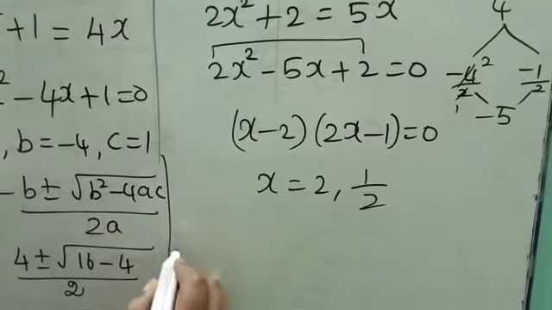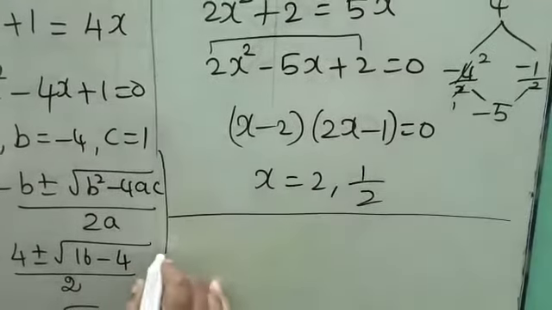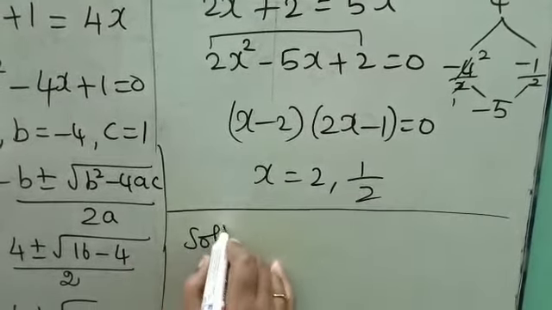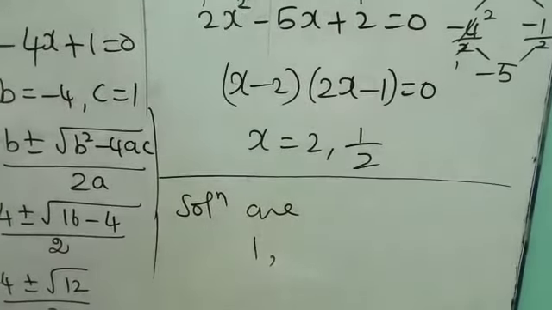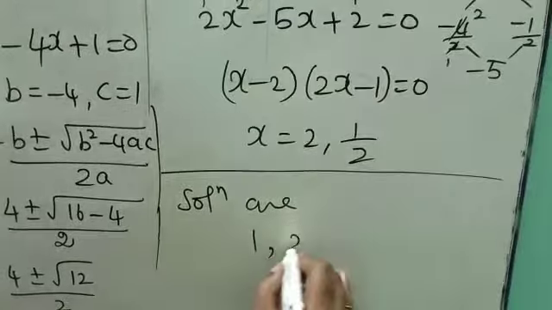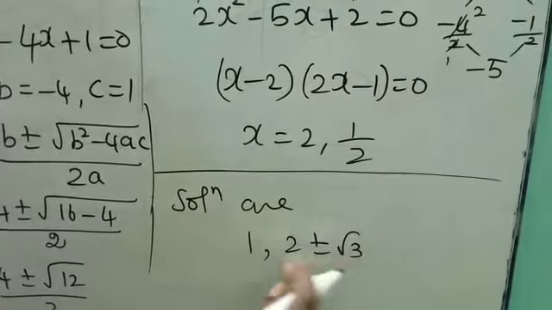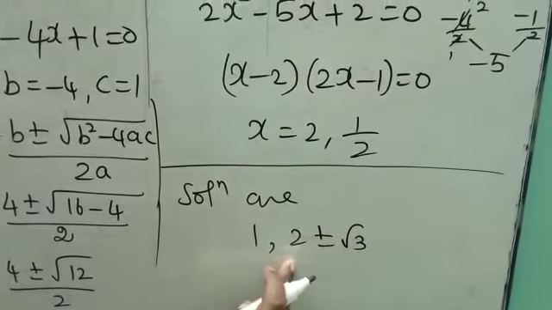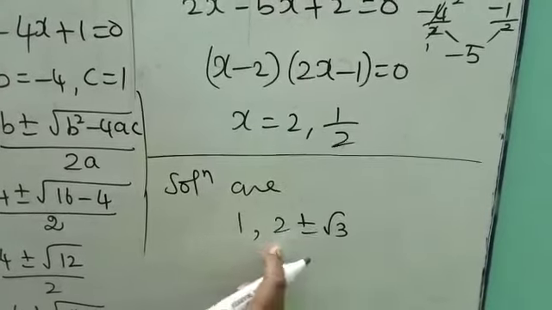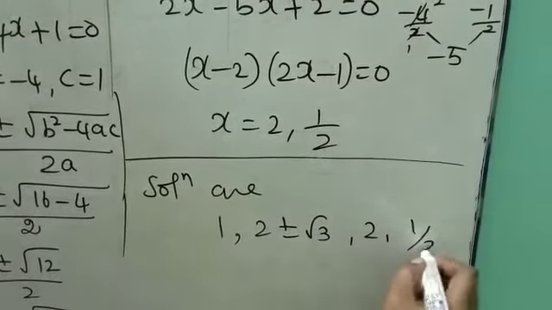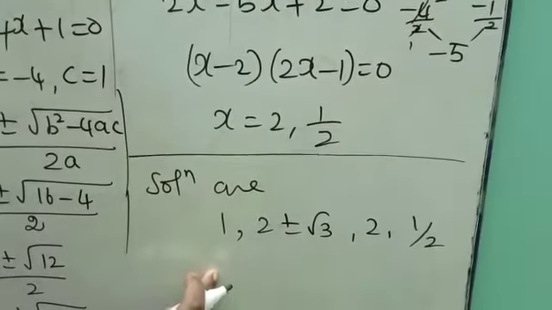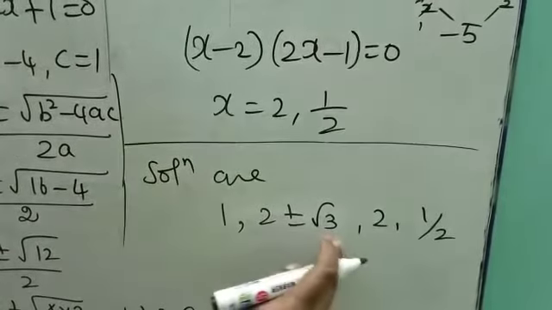Therefore, the given equation is a fifth degree equation. The solutions are: first we found x equal to 1 is a root, that is 1 root. Another is 2 plus or minus root 3. One is 2 plus root 3, another one is 2 minus root 3. Next values are 2 and 1 by 2. It's a fifth degree equation, therefore we are getting 5 roots: 1, 2, 3, 4, 5.